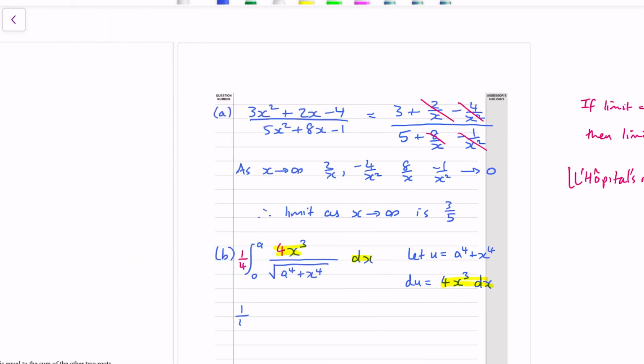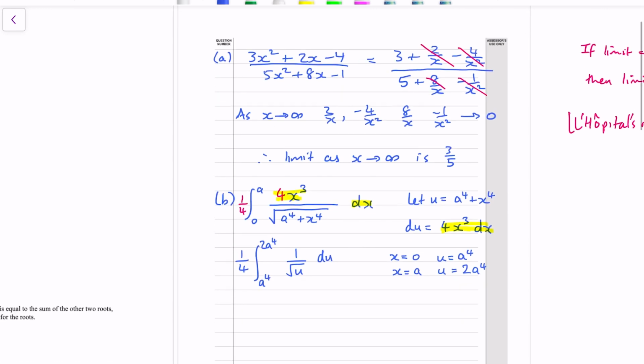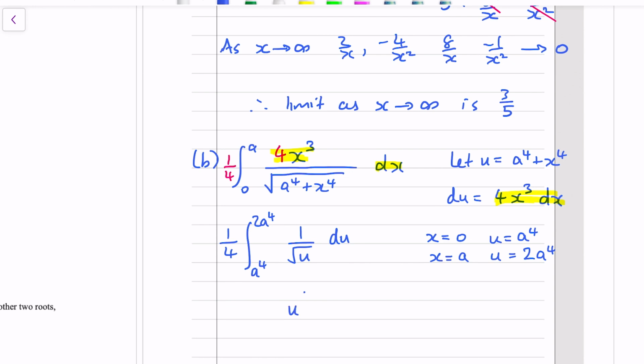So I've got a quarter integral du, and I've got 1 over square root u, and I just want to change the limits as well. When x is equal to 0, u is equal to a to the 4, x is equal to a, u is equal to 2a to the 4. Now at this stage, please don't integrate this as log of something. It gets really exciting when you see a 1 over, you think you're doing logs, but 1 over root u is u to the minus a half. If we increase that power, u to the half divided by half is the same as times by 2.